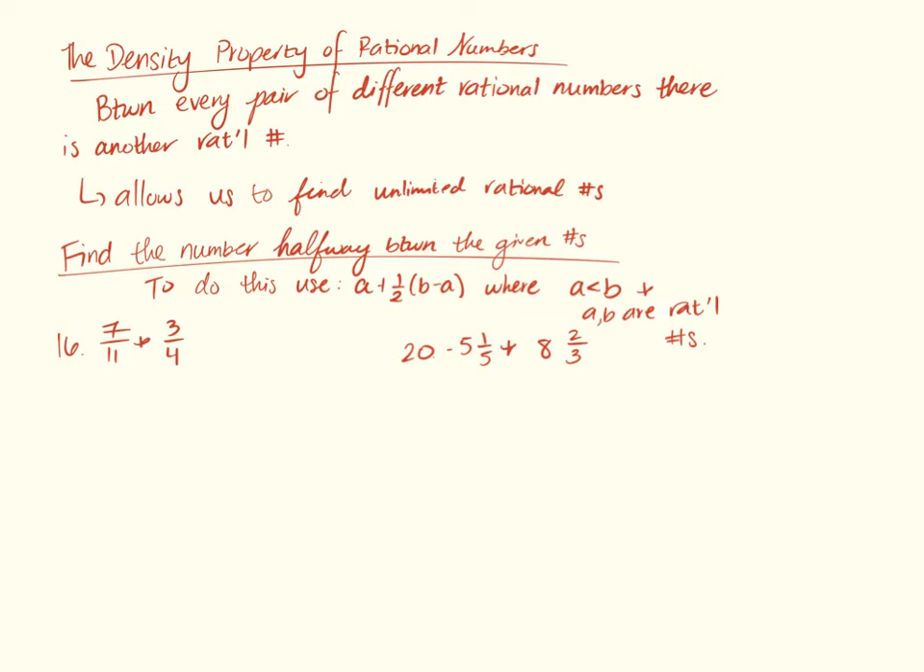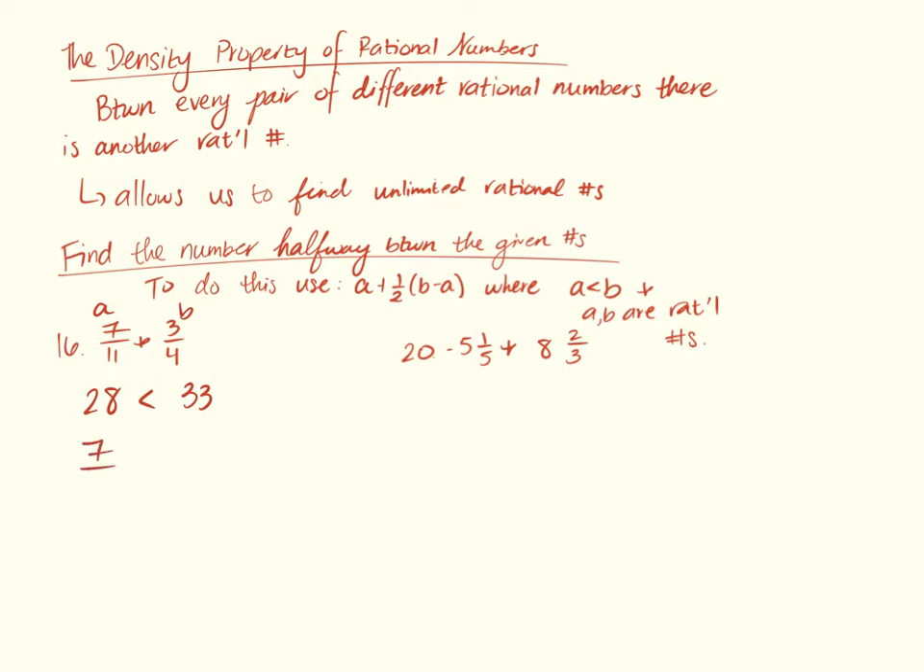If it says find the number halfway between the given numbers, use the formula a plus 1/2 times quantity b minus a to solve for it, where a has to be less than b and a and b are rational numbers. Okay, so let's look at 16. We've got 7 over 11 and 3/4. So to figure out which one is smaller, let's just cross multiply. That's easiest. So we'll get 28 and 33. 28 is smaller than 33, so 7 over 11 is smaller than 3/4. So 7/11 is my a and 3/4 is my b, and I'm going to plug it into my equation.